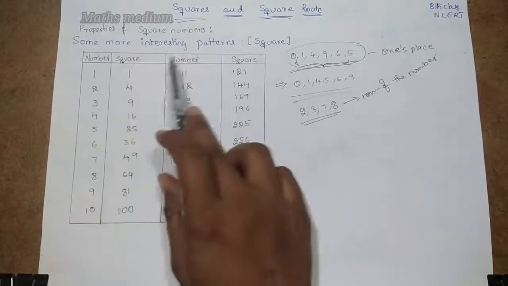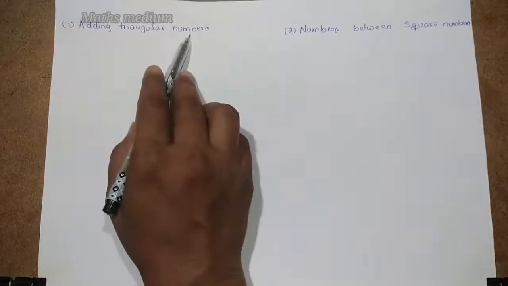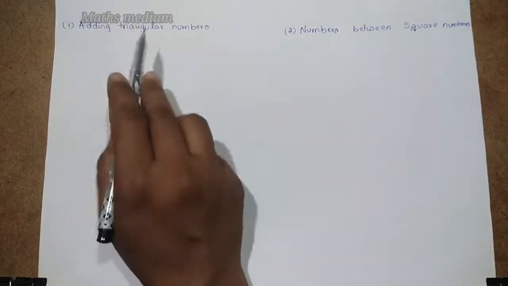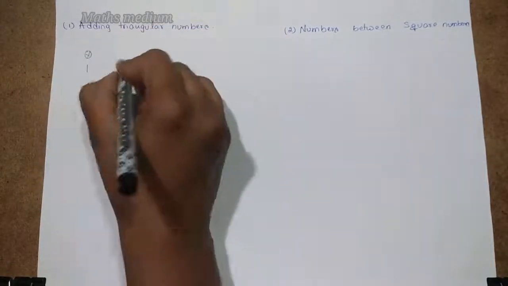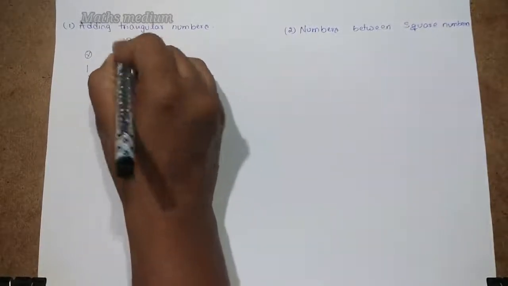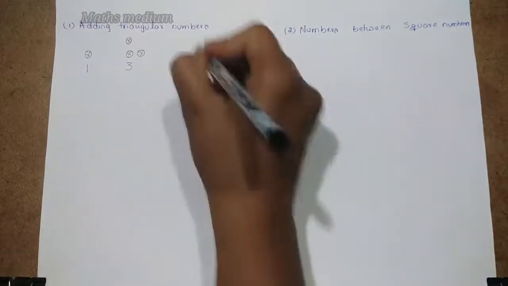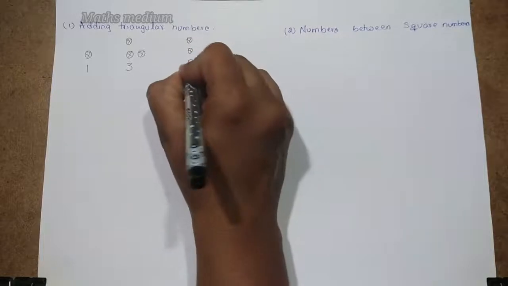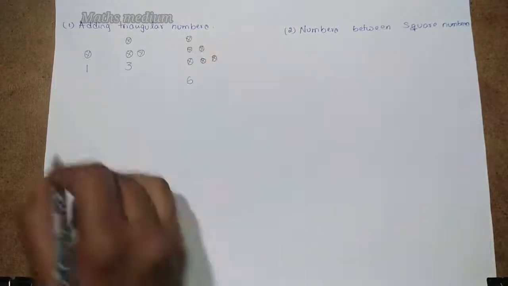Next, coming to some more interesting patterns of squares. In the earlier session, we already discussed some of them. The first is adding triangle numbers. Do you remember the triangular numbers? Let us recall: 1 is represented like this. Next, 3 is represented like a triangle. See this? This is the way of forming a triangle. And next, 6: 1, 2 and 3, 4, 5, and finally we get 6. This is also a triangular number.